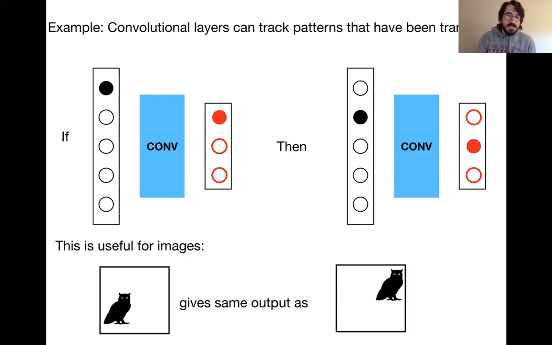The reason this is useful for images is that, for instance, if you trained on an image of an owl in the lower left corner of the picture, then you will be able to identify that owl when it is moved to the top right corner, because the output is the same. Using a convolutional layer, the output is the same for both of these translated images. So that's one hint of how the data structure and the problem that you're trying to solve can inform your architectural choices, and why convolutional layers are used heavily in image classification.